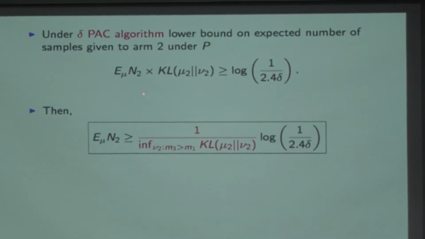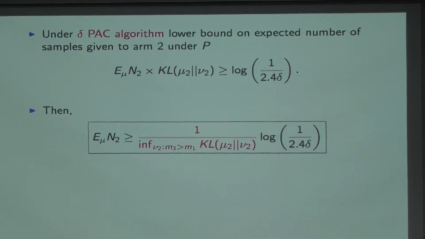So this tells you that E_mu of N2, the expected number of times arm 2 is sampled, must be greater than or equal to, I'll just take this in the denominator, and I'll now look at all nu2 with the property that M3 is bigger than M1. This was a defining property, right? It had to separate from this. So I'll look at the infimum, the smallest of these values, and that gives me an inequality on E_mu of N2.